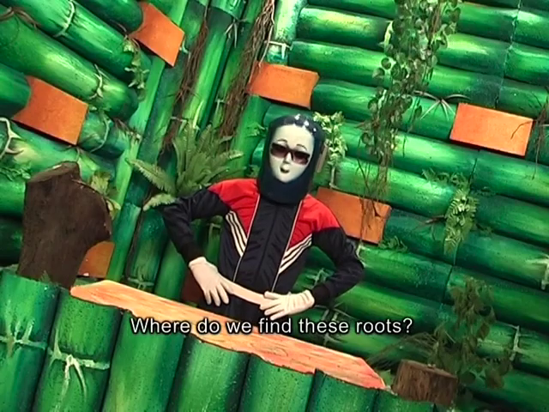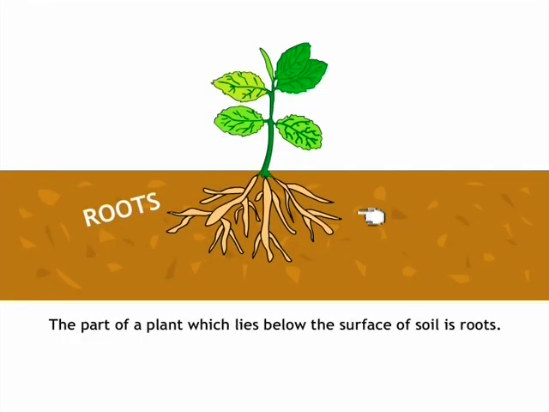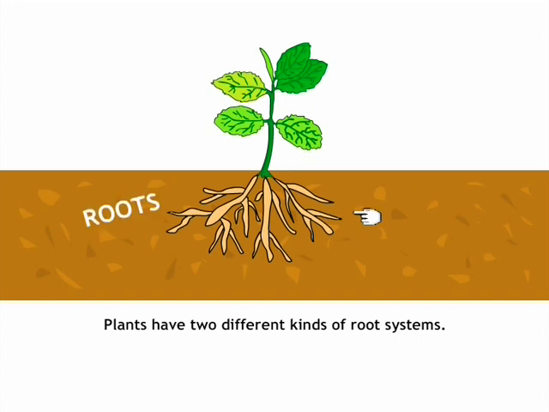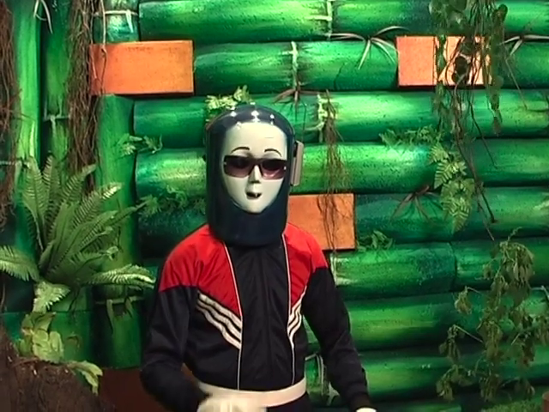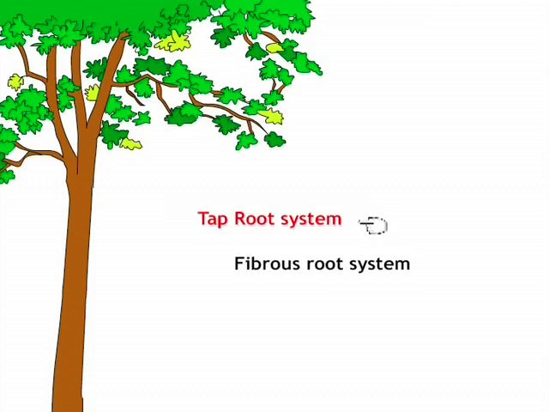Where do we find these roots? The part of a plant which lies below the surface of soil is roots. Plants have two different kinds of root systems. Amazing, Bob. Then what are they? The two root systems are taproot system and fibrous root system.